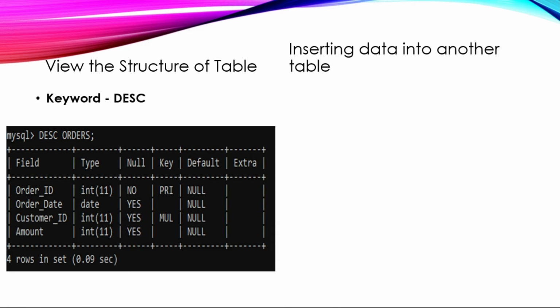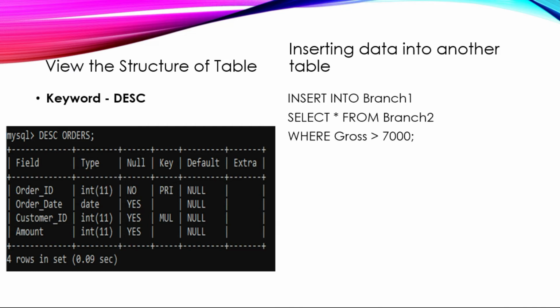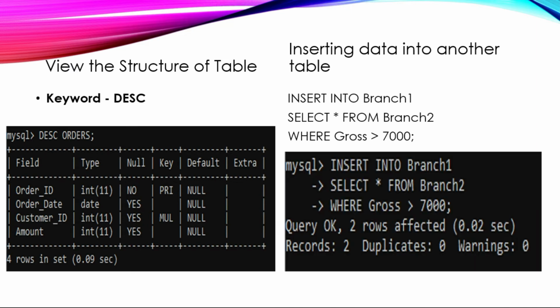Next is inserting data into another table. With the help of this, we can extract data from some other table and insert it into another table. So here: insert into branch 1, select star from branch 2 where gross is greater than 7,000. So here the data will be inserted from branch 2 into branch 1 with the condition that gross is greater than 7,000. Here is the query, insert into branch 1, select star from branch 2 where gross is greater than 7,000. 2 rows affected. This means there are 2 persons whose gross is greater than 7,000 and those values will be inserted in branch 1 table.